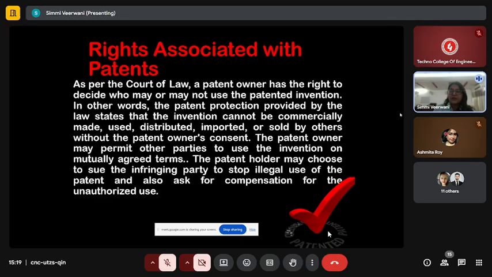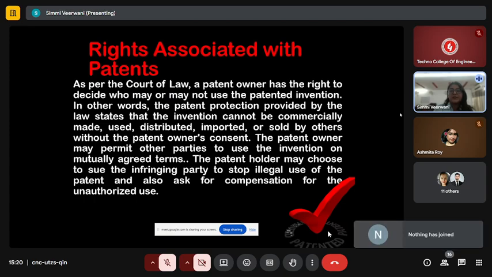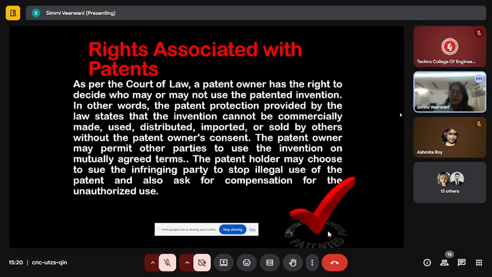In other words, the patent protection provided by the law states that the invention cannot be commercially made, used, distributed, imported, or sold by others without the patent owner's consent. The patent owner may permit another party to use the invention on mutually agreed terms. It is the patent owner, the applicant who has got the exclusive right, who will decide how the patent is going to be used, how it is going to be applicable in the market, who can use it and who cannot.